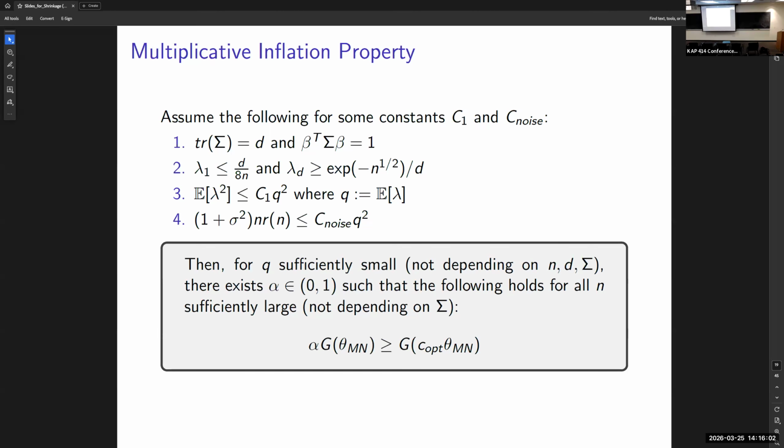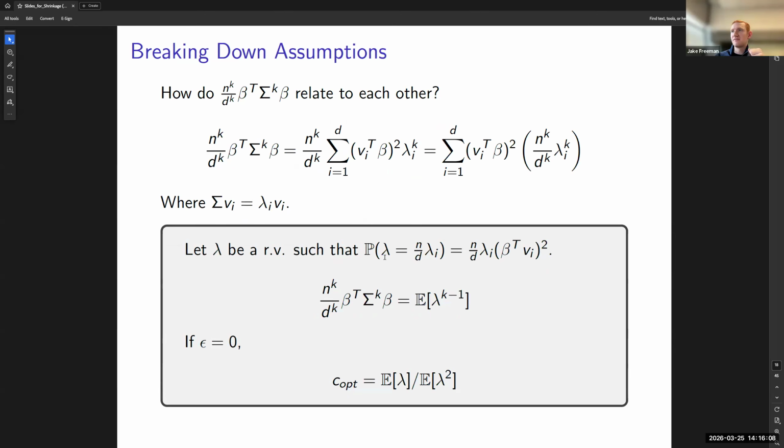What is the lambda? You said lambda is a random variable. Yeah, lambda is a random variable that has the following probabilities, where vi is the ith eigenvector. If that makes sense.